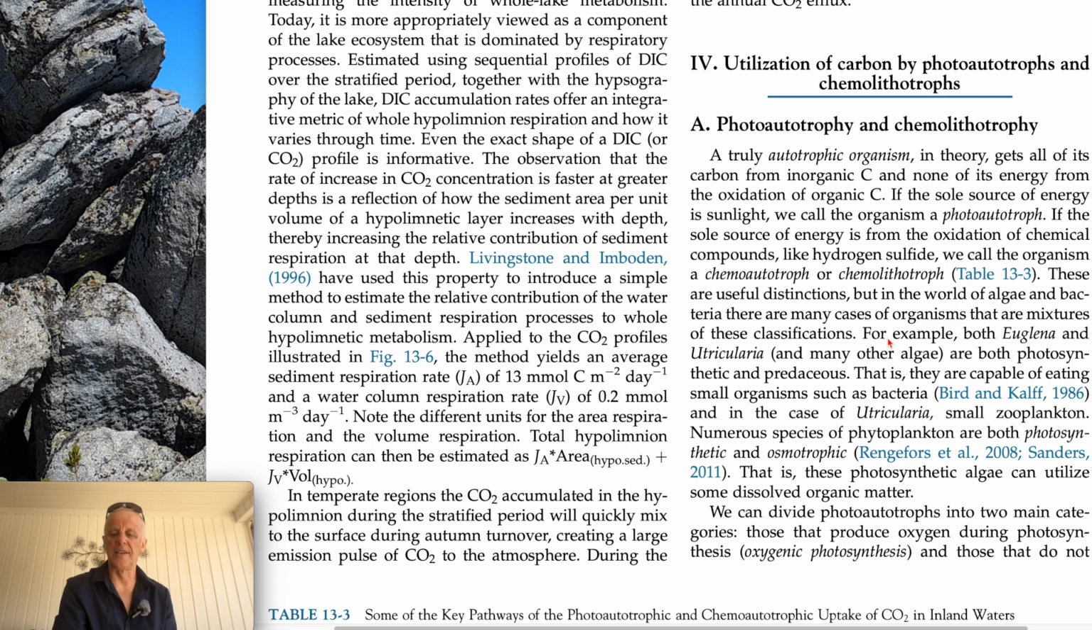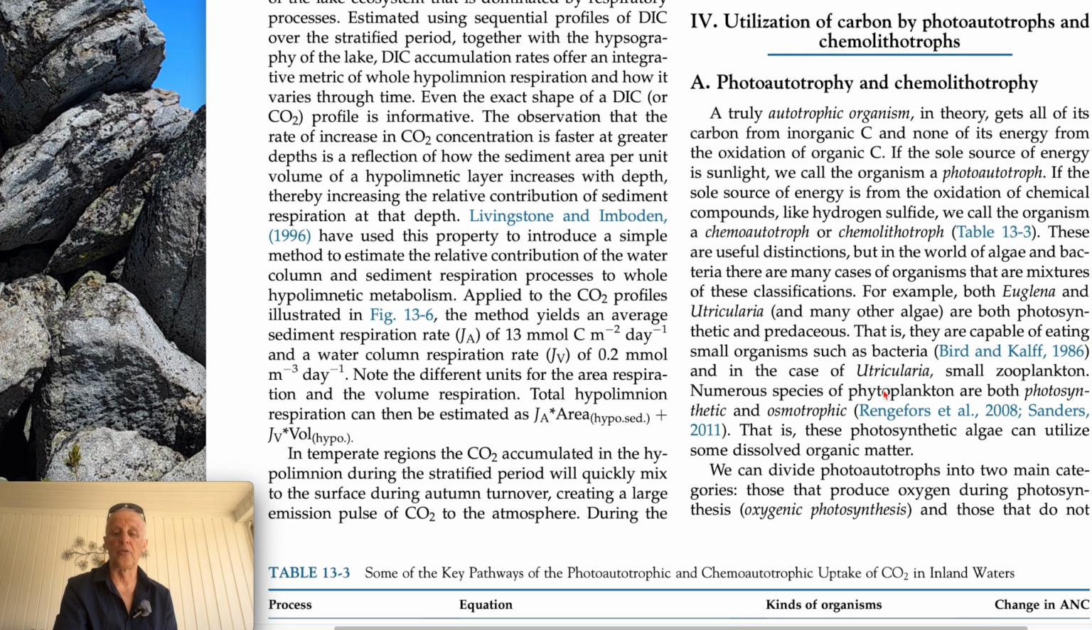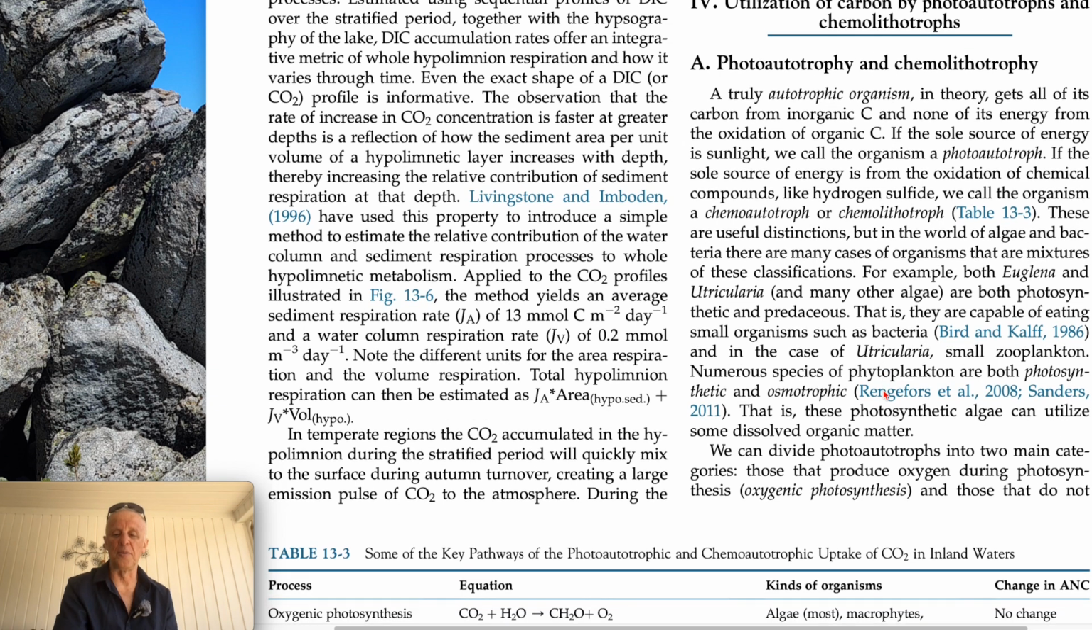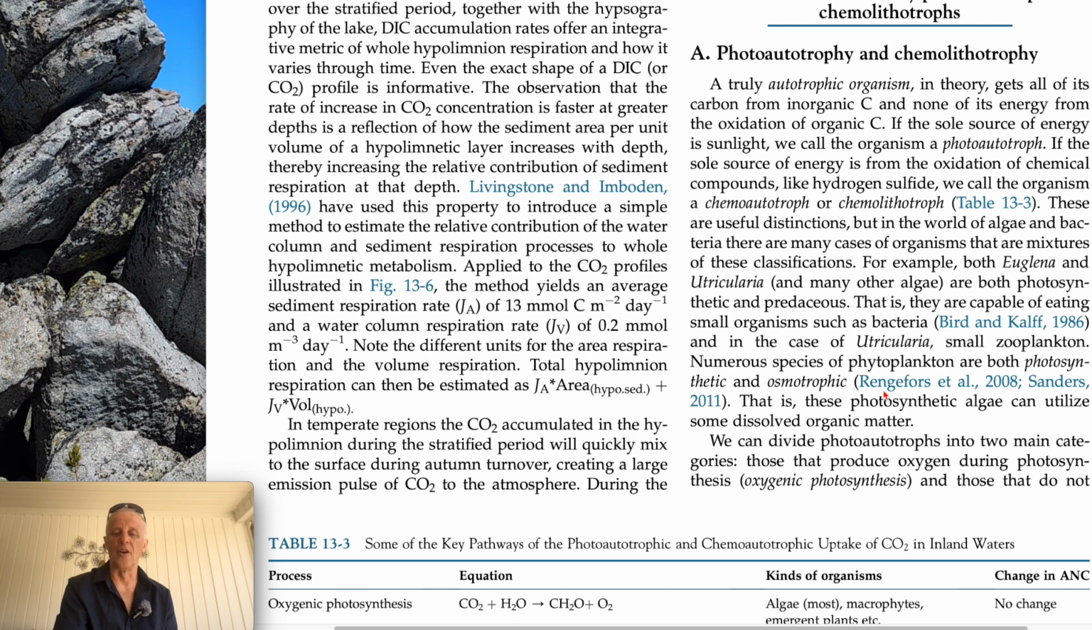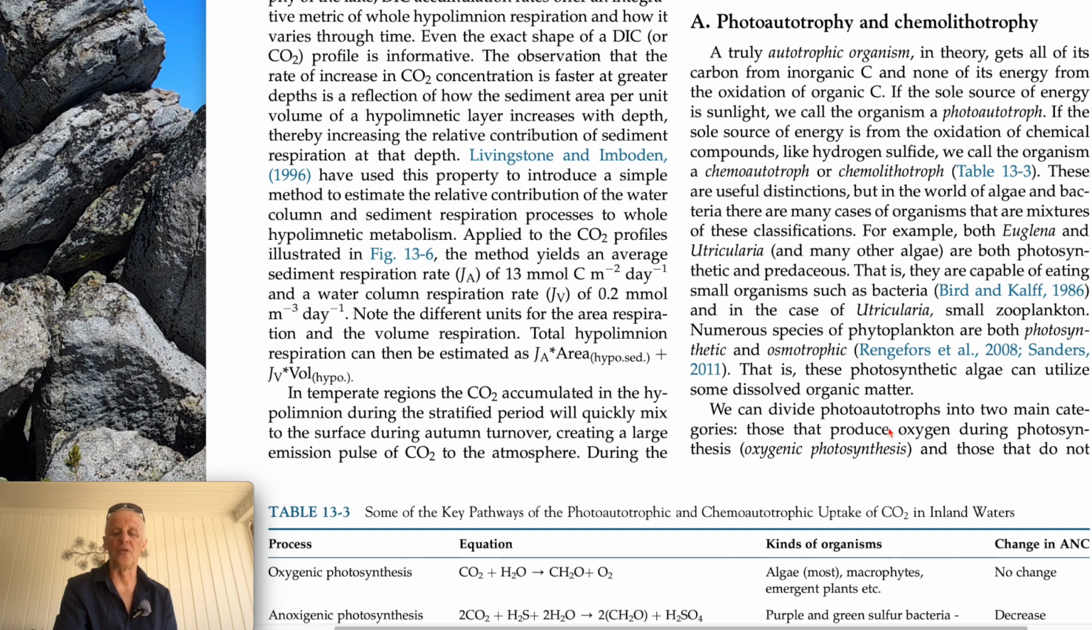These are useful distinctions, but in the world of algae and bacteria, there are many cases of organisms that are mixtures of these classifications. For example, both Euglena and Utricularia and many other algae are both photosynthetic and predaceous. That is, they are capable of eating small organisms such as bacteria, and in the case of Utricularia, small zooplankton. Numerous species of phytoplankton are both photosynthetic and osmotrophic. That is, these photosynthetic algae can utilize some dissolved organic matter.